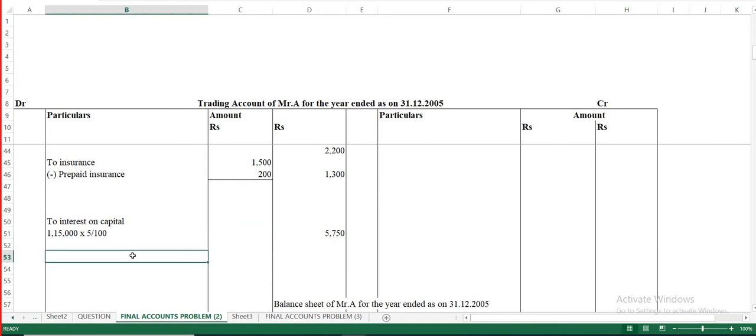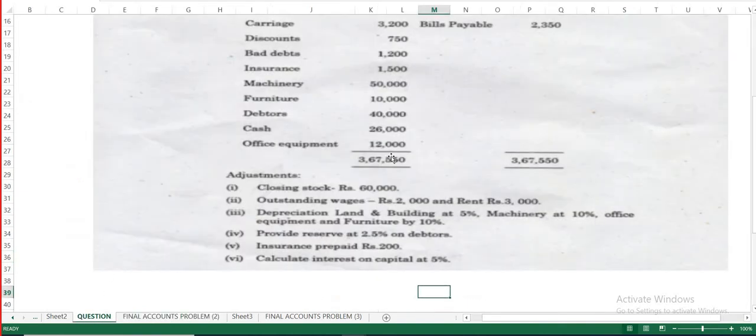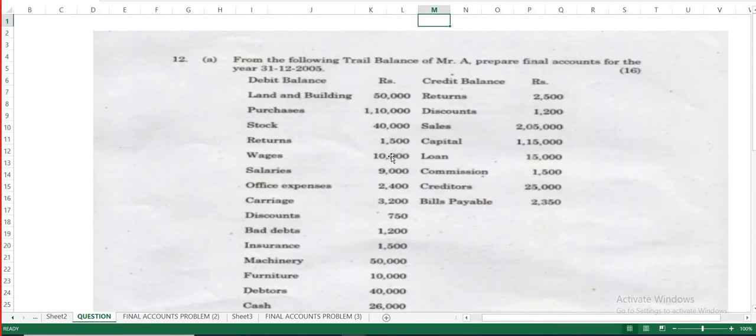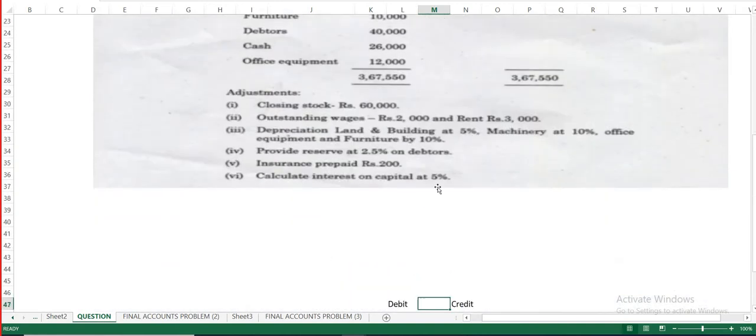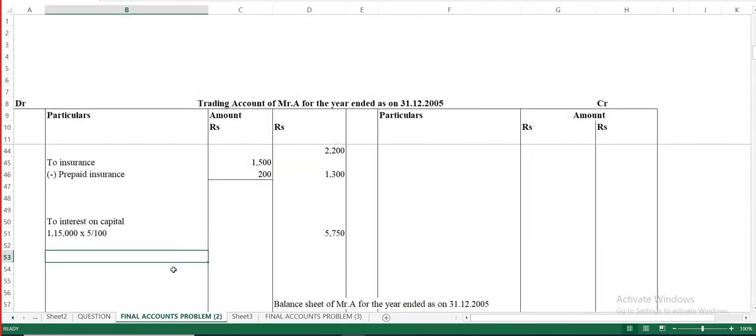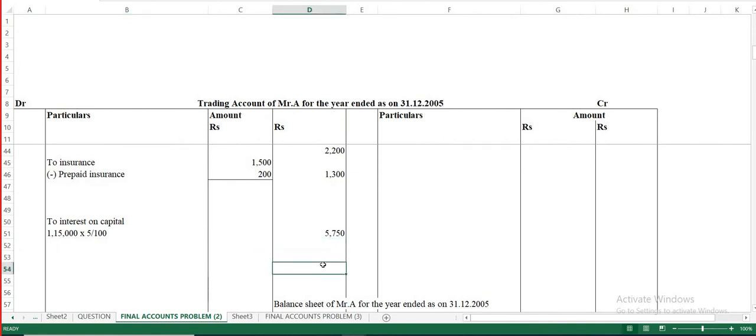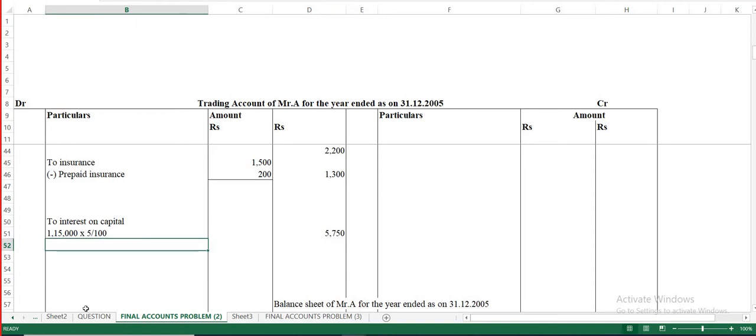Interest on capital, you have to calculate from the capital. The capital amount is given in the trial balance. So the trial balance has the capital amount 1,15,000 into 5 by 100. The 5% is given in the adjustment, and we calculated it. 1,15,000 into 5 by 100 is 5,750. So this is our interest on capital.